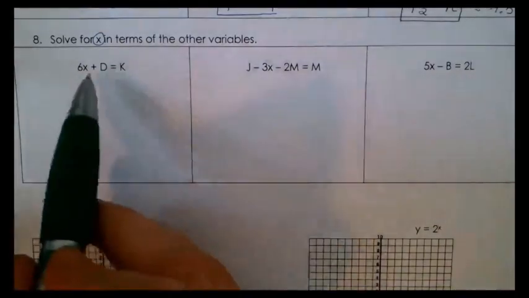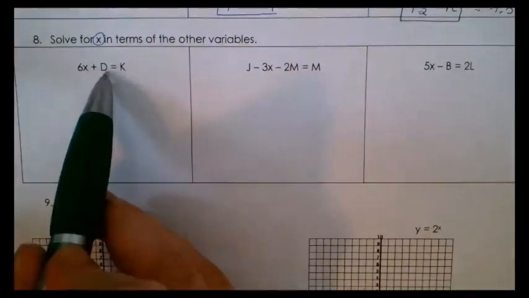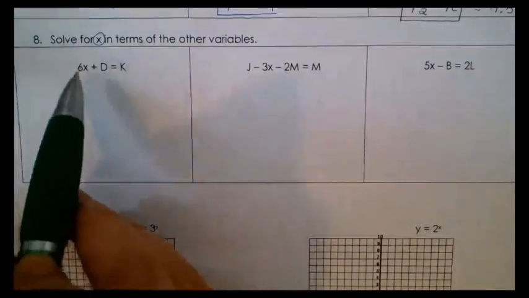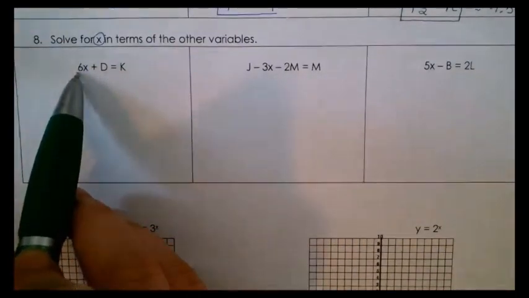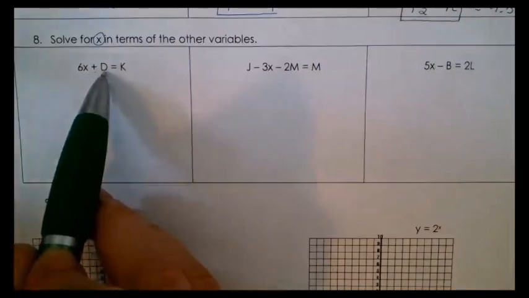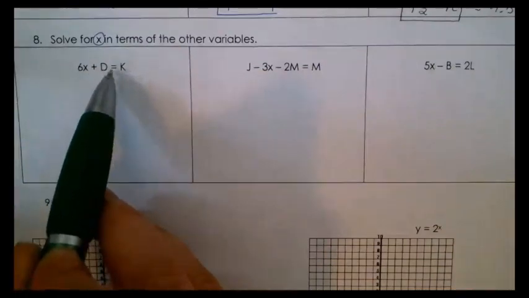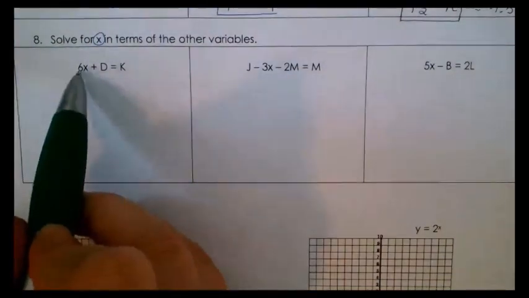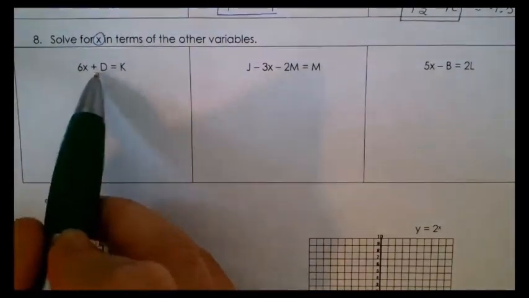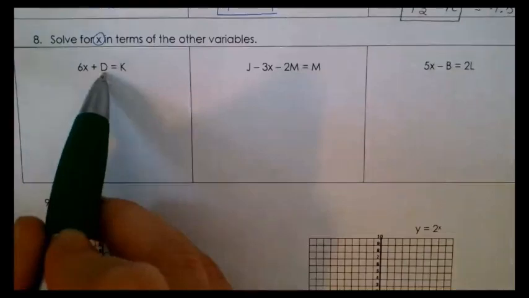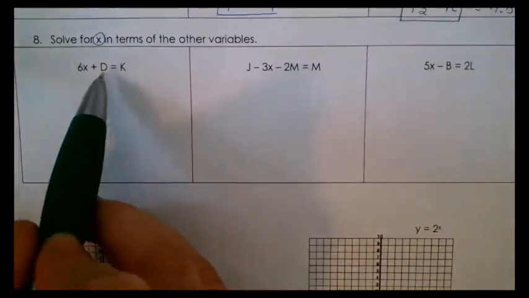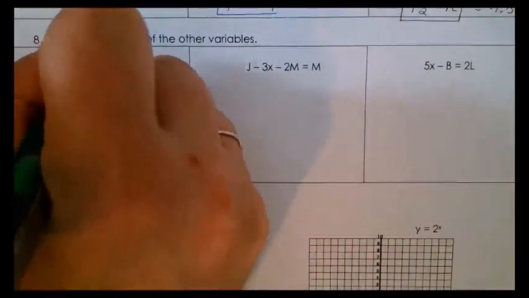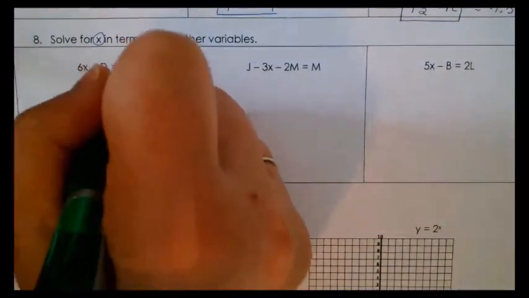Now, when you have something being added or subtracted, you want to get rid of that first. Look at your equation. You have your x being multiplied by 6, then you have plus d, and then you have an equal sign that breaks it up with k on the other side. So really, you're only worried about the 6 and the plus d. You want to get rid of that plus d first. Whatever is being added or subtracted, get rid of that first. So we're going to start by subtracting d from both sides.